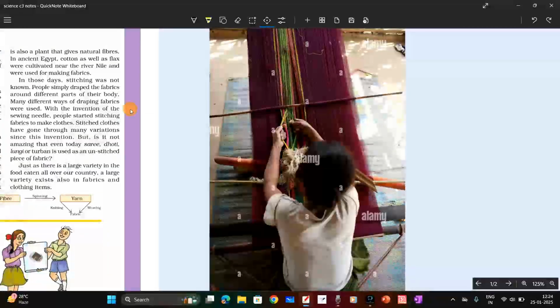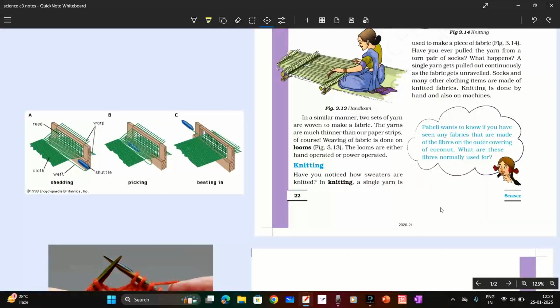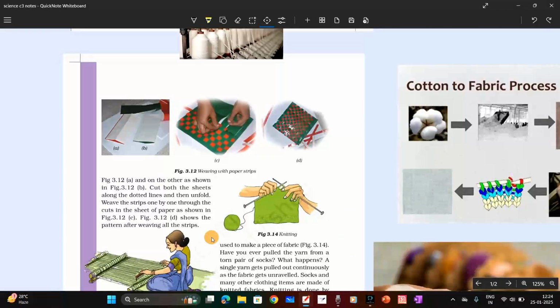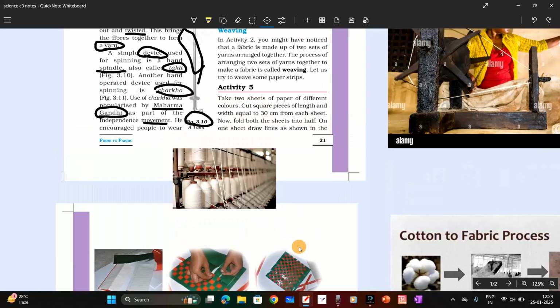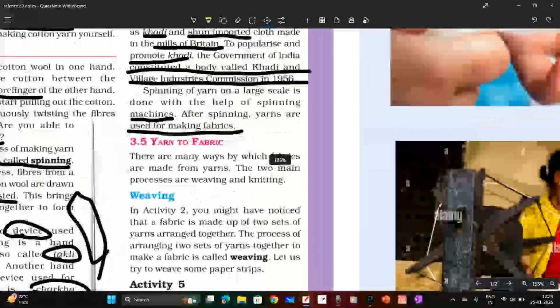Then they went for machines. After this they went for big machines.